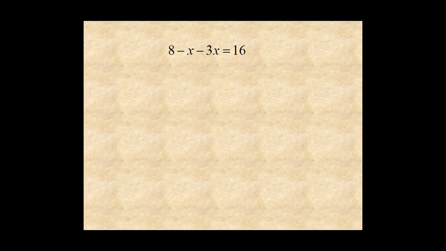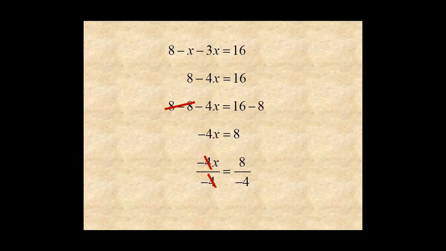Here's another example of an equation with like variable terms. The first step is to combine negative x minus 3x into negative 4x. Then subtract 8 from both sides of the equation, and you get negative 4x equals 8. Notice that subtract 4x becomes minus 4x. Then divide both sides by negative 4 for the solution x equals negative 2.